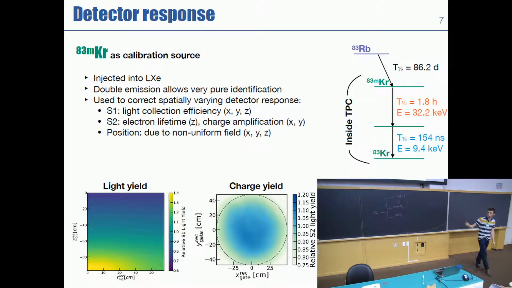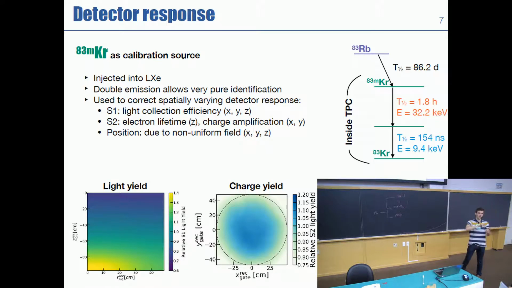It has first of all a 32 keV decay and then a 9 keV decay, and they're very shortly after each other. So if we look for events where we have two decays in a very short time, we can be fairly sure that it's krypton-83m. And so we get a very clean sample of these events. Both of them are monoenergetic, so we know exactly how much light and how much charge we should be seeing. We use this to calibrate differences in the efficiency to collect light across the detector.